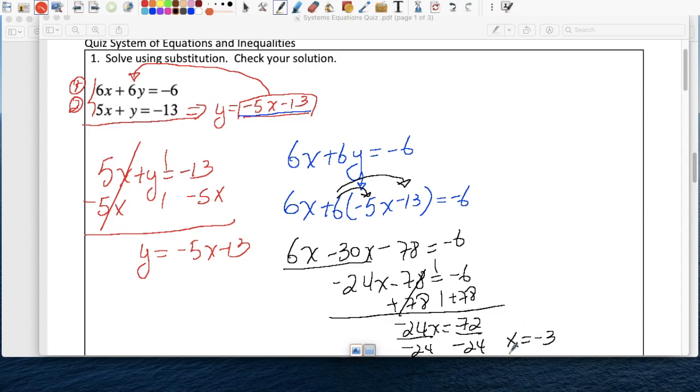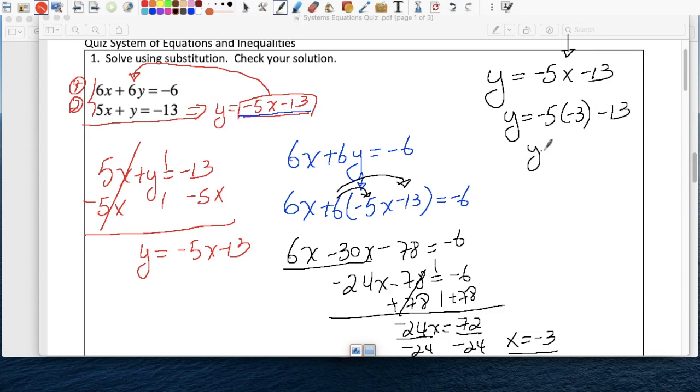Now I take whatever x is, and I can choose any of these three equations, plug it in, and find out what y is. I'm going to take this equation, the second version of the second equation: y equals negative 5x minus 13. I know x is negative 3, so I replace it. I get y equals negative 5 times negative 3 minus 13. That's multiplication, so positive 15 minus 13, and y equals 2. So my answer is the point negative 3, 2.